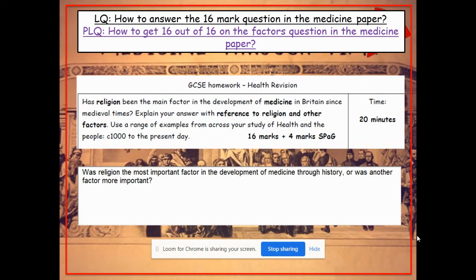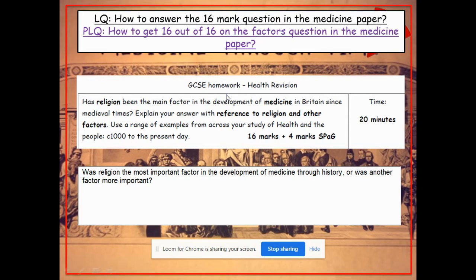So ideally, to get top marks in this question, you need to be giving examples from 1000 AD to the present day. It needs a range of examples, including medieval, Renaissance, early modern, and modern, ideally. This question is asking you about religion as a factor, so we will definitely have to talk about that. It's also asking you about medicine as a factor, so that should control or decide some of the examples that we're going to use. We won't be using examples of surgery or public health in our answer to this question, and that's something that I'll talk about in a bit more detail later on.